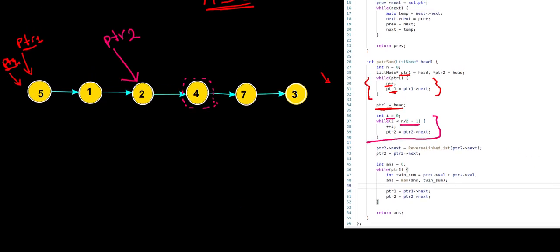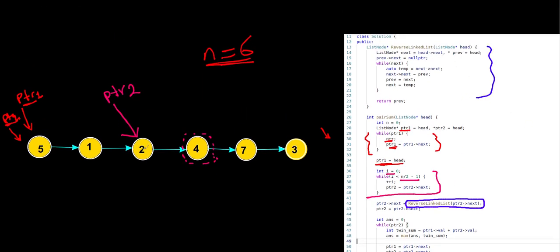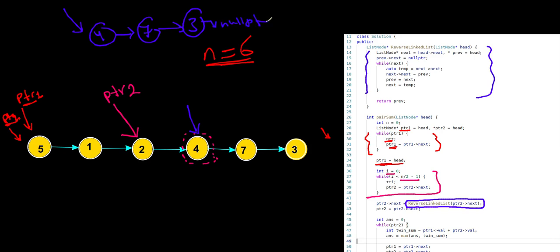And then we reverse the linked list and we pass to the reverse function pointer 2 of next. Pointer 2 of next is this node, which is the middle of the linked list. So this function here will take the linked list 4, 7, and 3, and this is the null pointer here, and we'll do the reverse of the linked list.